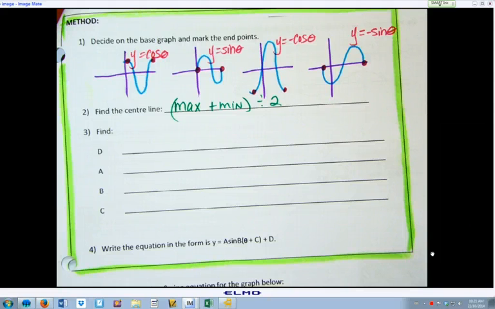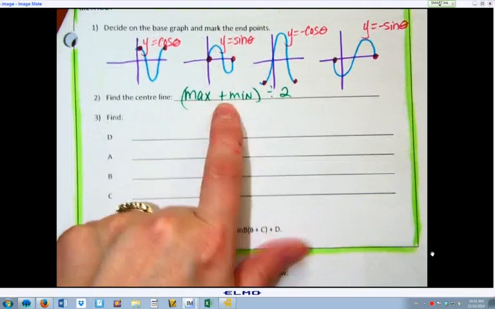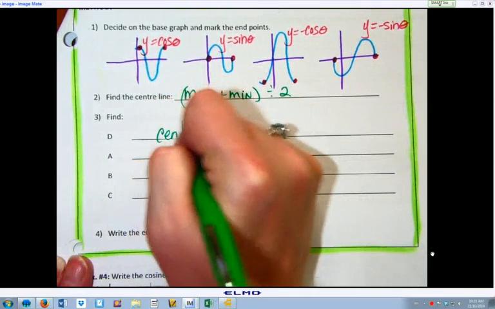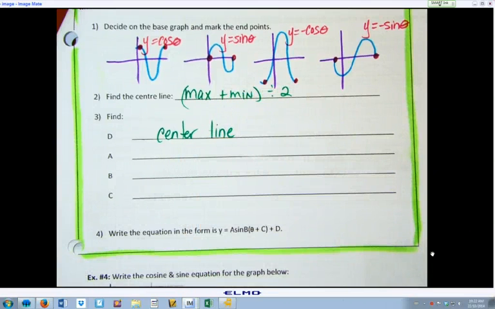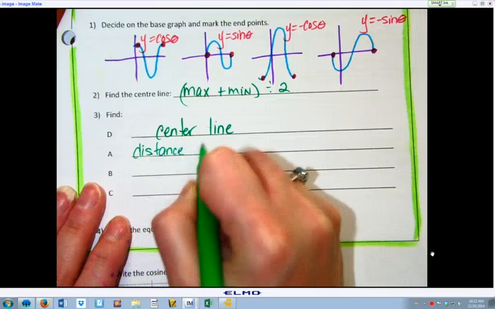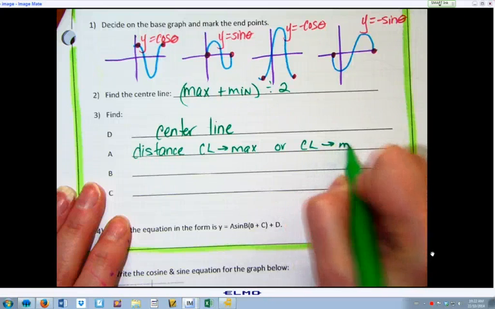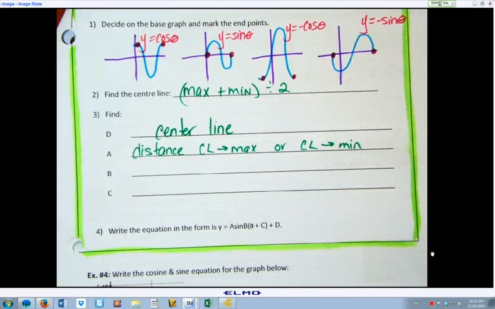Then we need to find that A, B, C, D in order to put them into the equation. I always start with D because it's the easiest. D is the center line, so once you have the center line, you've done D. I do A next because it's the second easiest. What's the definition of A? That's the distance from the center line to a max or the center line to a min. Doesn't matter, it'll all be the same distance because the graphs are symmetric. So it's the number of units from the center line to a max or the center line to a min.